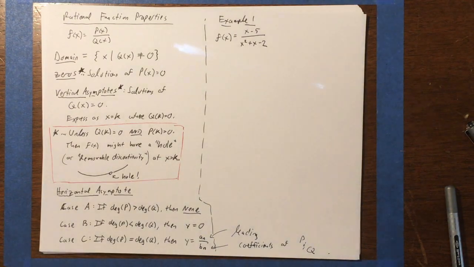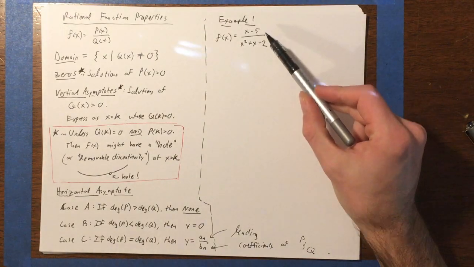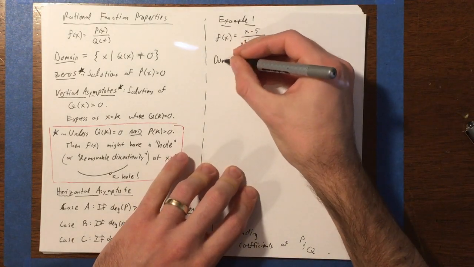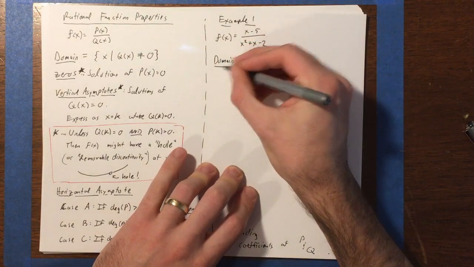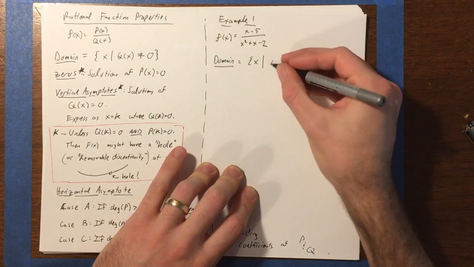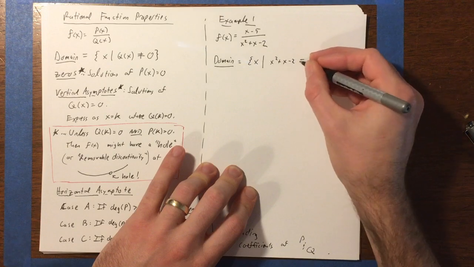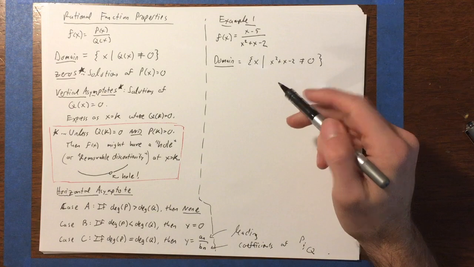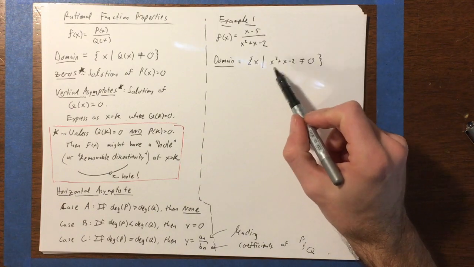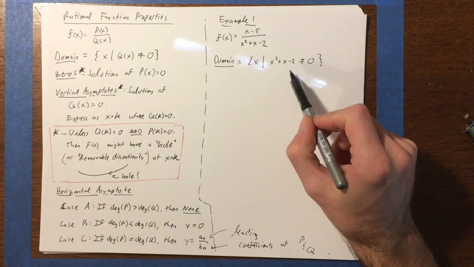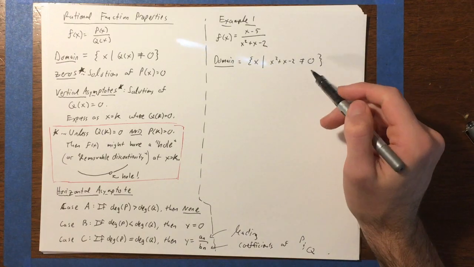All right, so example 1. For this one, we're going to take this function, x minus 5 divided by x squared plus x minus 2. Now, to find my domain, what I want to do is take all of the x values where the denominator, x squared plus x minus 2, is not equal to 0. Well, it would help if I could solve that equation, x squared plus x minus 2 equals 0. Then I would identify what values I need to avoid or exclude, right?